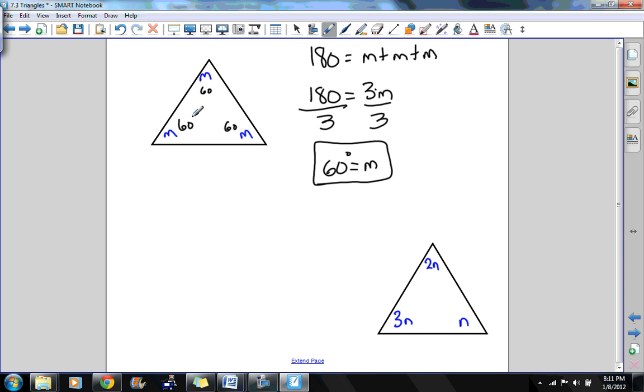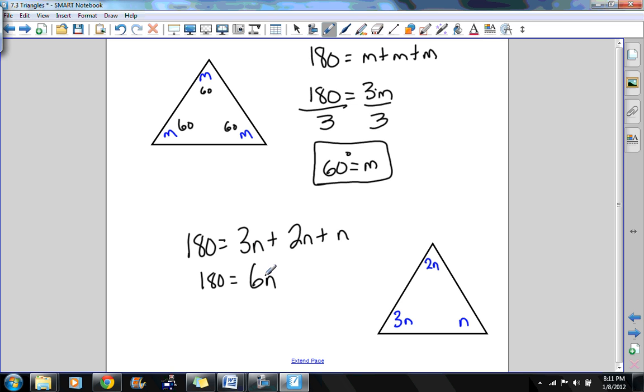So on the bottom, the same thing, except the numbers are a little different. So we have 180 degrees. It's going to be equal to each of these angles measured together. So 3n plus 2n plus n. And that might look weird, but that's what each of the angles equals. We just have to figure out what n is. So if we did 180 equals 3n plus 2n plus n, that's 6 total n's.